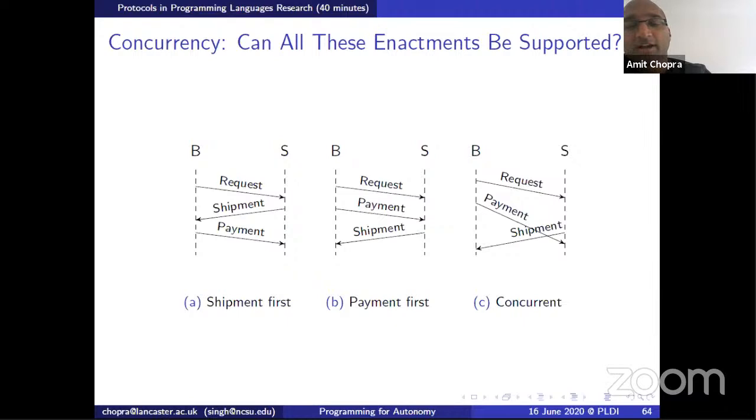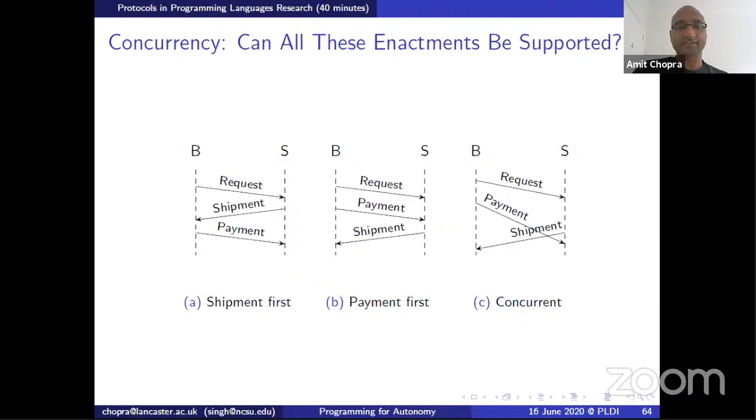Unlike the earlier figures, where either the buyer was waiting for shipment to arrive first to make the payment, or the seller was waiting for the payment to arrive to make the shipment, in C, after the buyer sends the request, the buyer can proceed to make the payment and the seller can proceed to make the shipment, and therefore they can be concurrent. So can you specify a single protocol that supports all of these enactments?